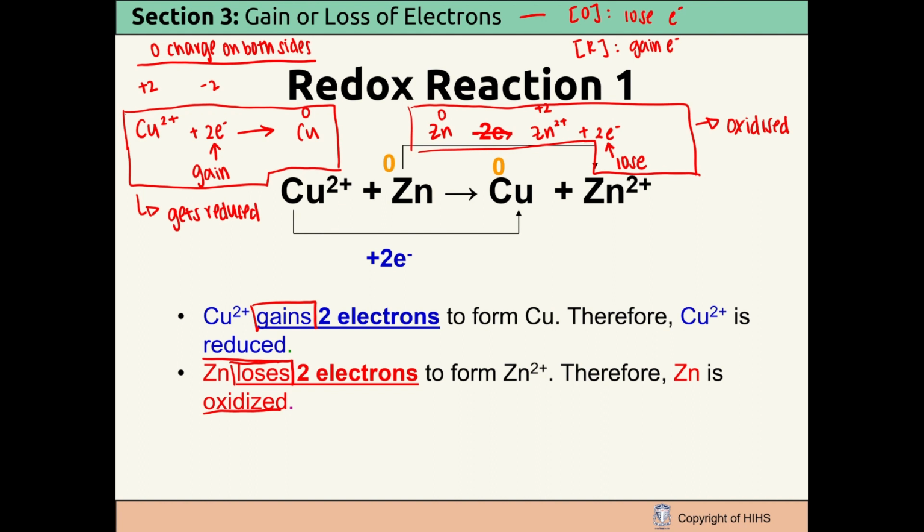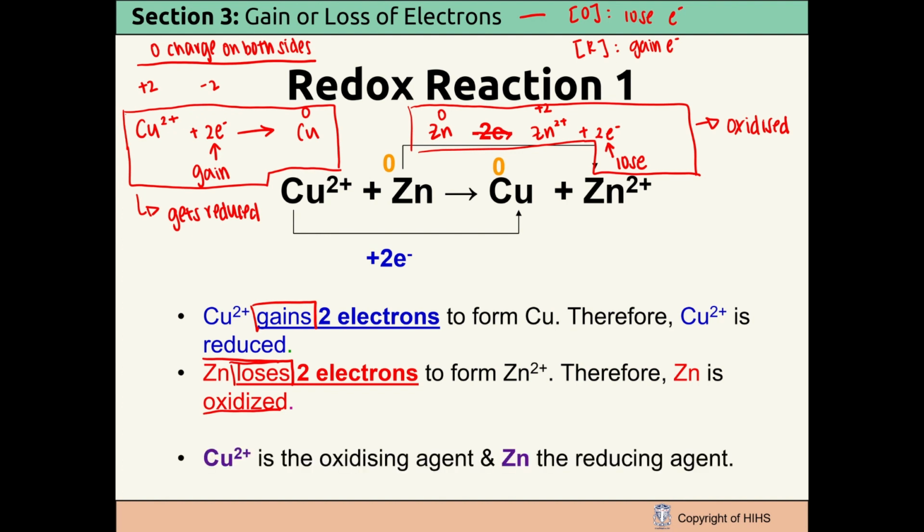So what is your oxidizing agent? Something that gets reduced. Okay, so oxidizing agent is something that gets reduced. So your copper 2 plus over here gets reduced. That's why your copper 2 plus is the oxidizing agent. And your zinc is the reducing agent.